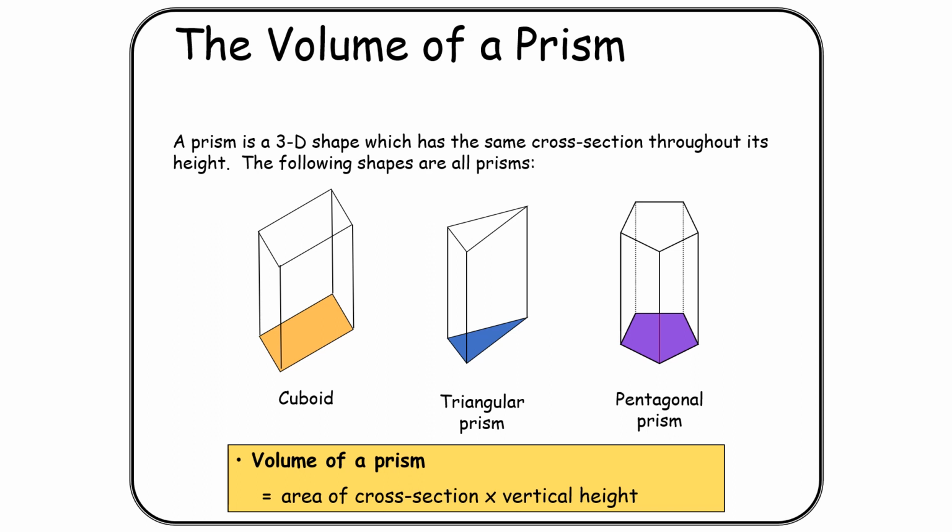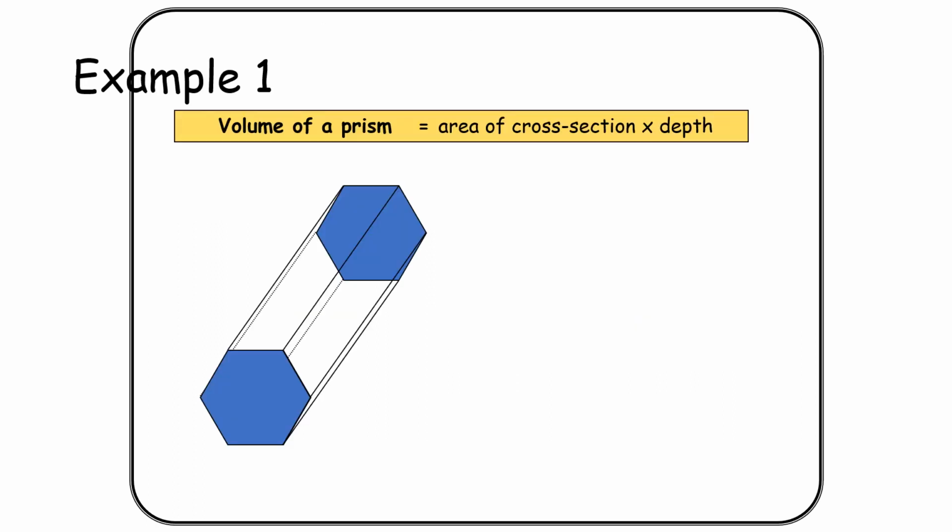Let's take an example in order to understand it better. So in this example, we have got a hexagonal prism, and you can see this is the hexagonal cross section. The area of the cross section is given by 18 centimeter square, and the height is 10 centimeters. So the volume would be given by 18 centimeter square times 10 centimeter, which will give us 180 centimeter cube. So that's the volume of this prism.